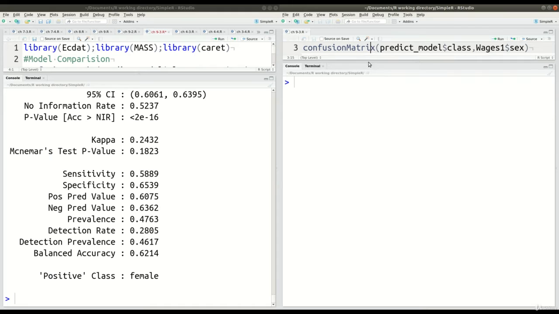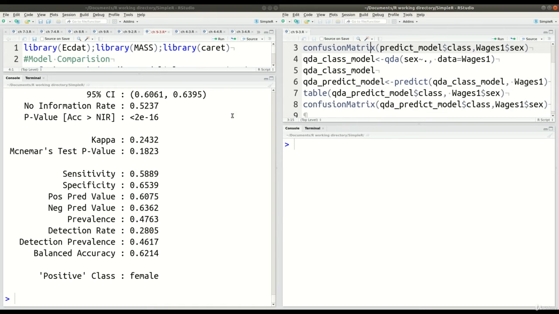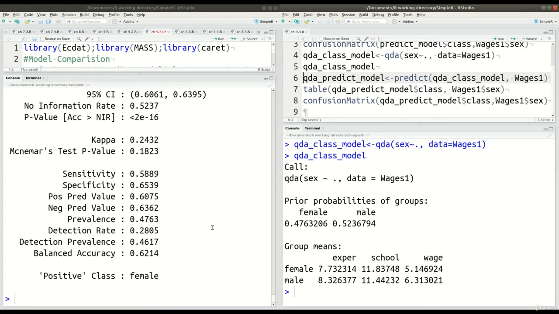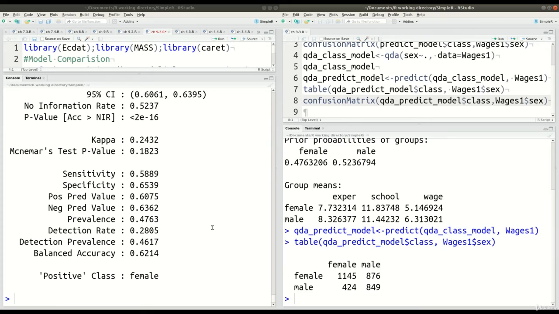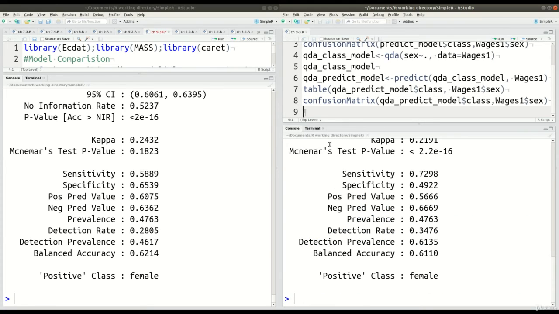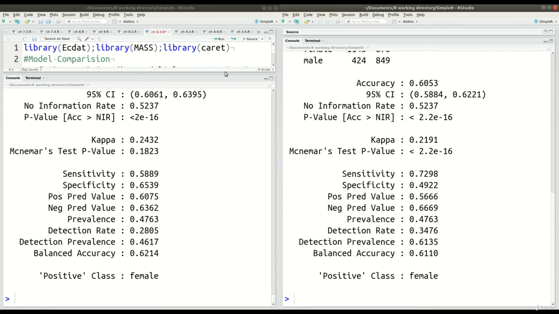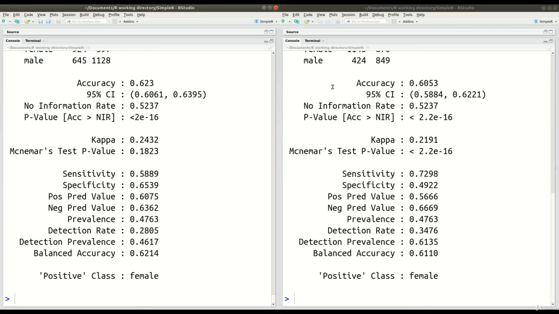So what I'm doing now is I have 2 R sessions open here. To the left, I have the results for the linear discriminant analysis, and now to the right, I'm going to run the results for the quadratic discriminant analysis model. So we go ahead and run this. Okay, so now they're right next to each other. Let me go ahead and close this so you can see everything as much as possible. And so you can see here, if we just go right across, accuracy is about the same, 0.62, 0.61 basically. The kappas are about the same, 0.24, 0.21.